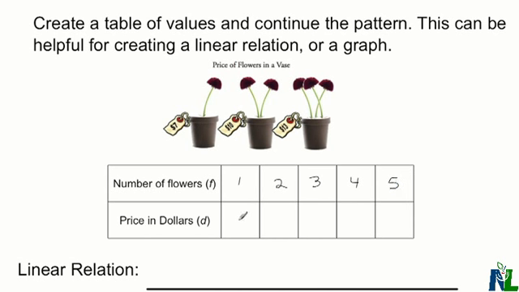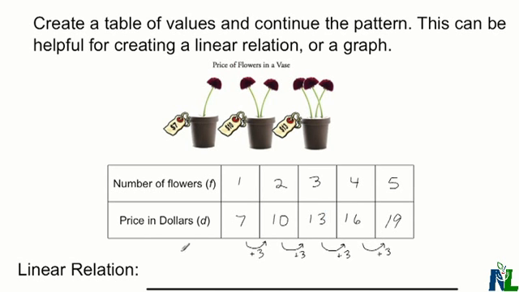We can see that one flower will cost $7, two flowers will cost $10, and three flowers will cost $13. As each flower is added, the price is increasing by $3. We can use this pattern to continue and complete our table of values. 4 flowers will cost $16 and 5 flowers will cost $19.